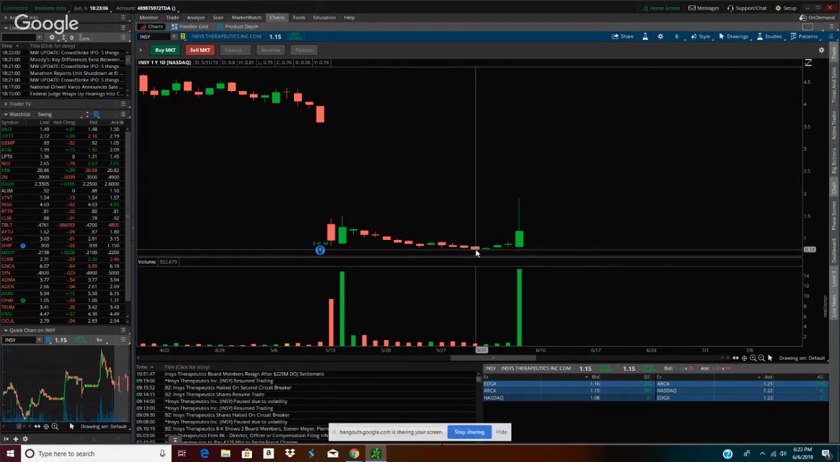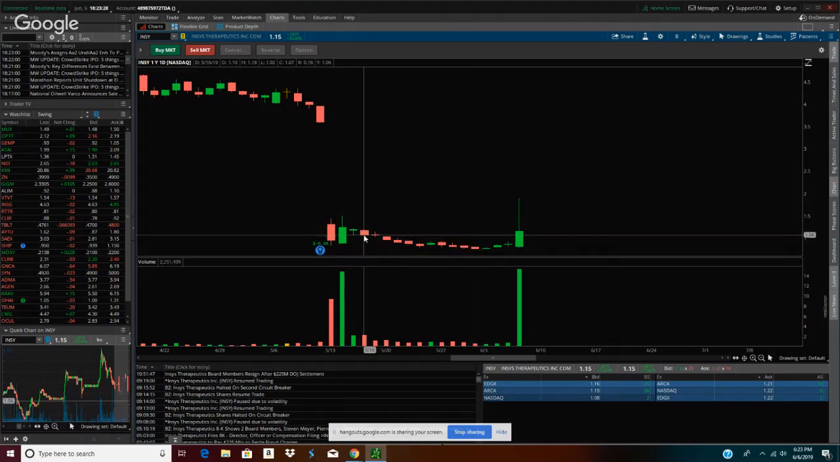You want to get in 5 to 10 cents higher than the previous day's low. And you want to use the previous day's low as your stop, where you'll get out of the trade, because once it breaks that low, it continues down, as you can see on this candlestick.